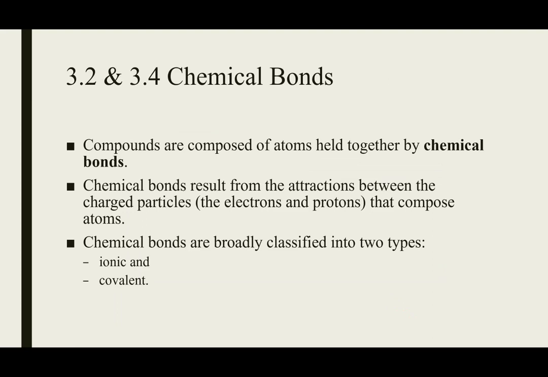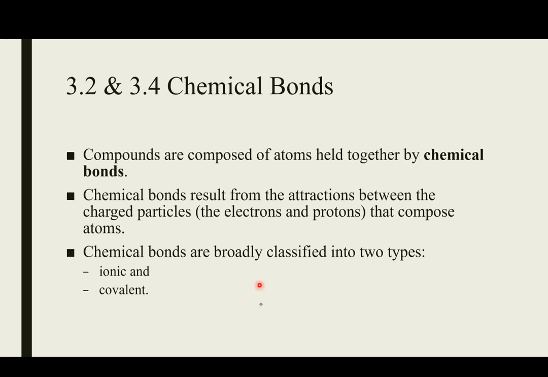So compounds are composed of atoms held together by chemical bonds, and these chemical bonds result from attractions between the charged particles, so the electrons and the protons that compose atoms. Electrons are negative, protons are positive, so they are attracted to one another. Chemical bonds are broadly classified into 2 types, so ionic and covalent.